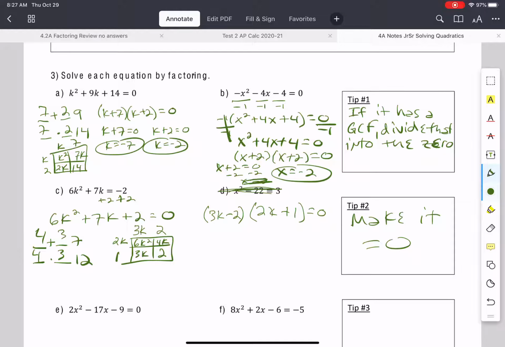Now, if the question had said just factor, I'd be done, right? But it said solve by factoring, so I need to know what K equals. So what do I do now? It's not. Good catch. Nice one, my friends. It is not minus 2.